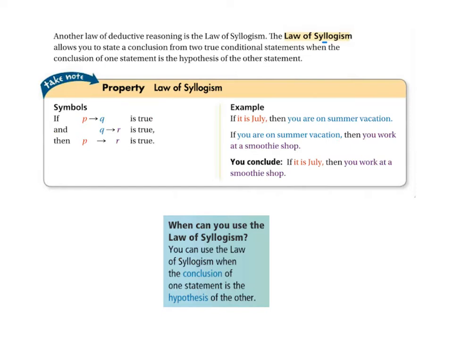When can you use the law of syllogism? When the conclusion of one statement is the hypothesis of the other. And what happens here, and you have to make note of this because it's not obvious until we actually go over it, is this right here. You are only coming up with a new conditional statement. You still don't know anything's a fact. You're just saying another if-then statement.